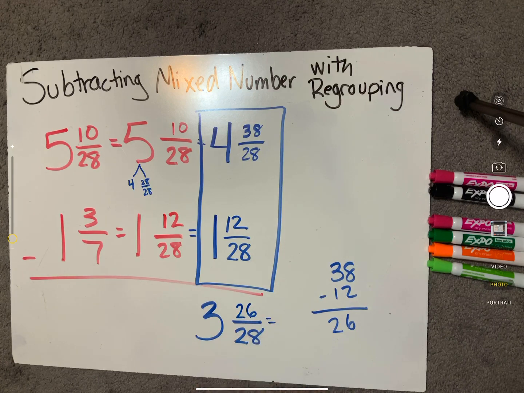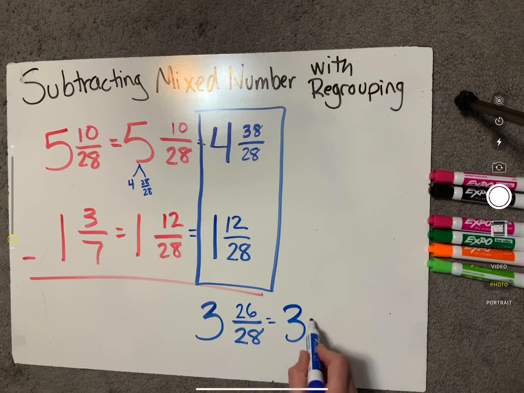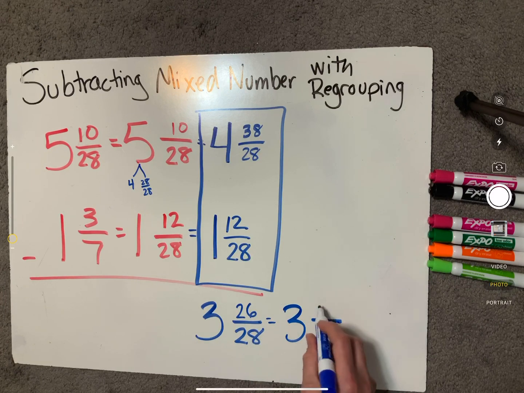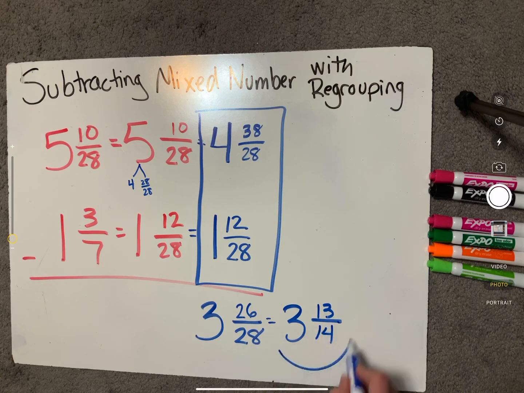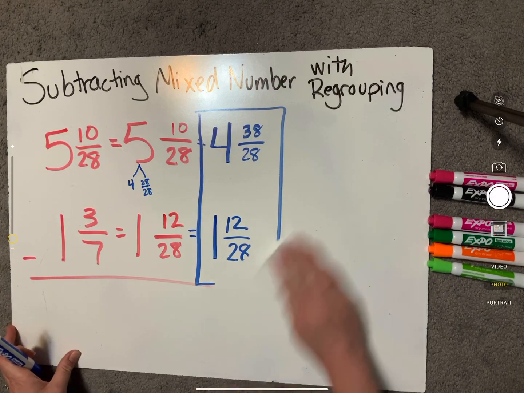Now, that's not in lowest terms, so we're going to reduce it. So 3, and they're both even, so I can divide them in half. Half of 26 is 13, half of 28 is 14, and that is our answer for that problem in lowest terms. Okay, next problem.